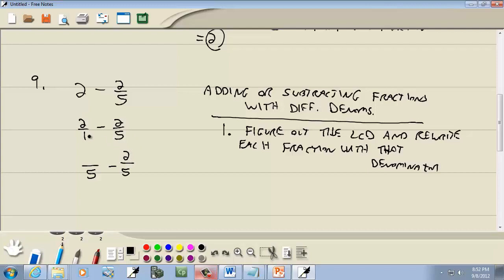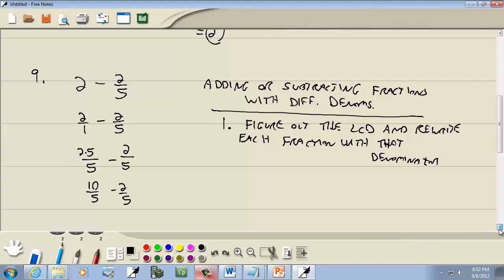Our first one, we multiplied the bottom part by 5, so we have to multiply the top part by 5. Whatever you multiply by the bottom, you have to multiply by the top. So that gives us 10 over 5 minus 2 over 5.